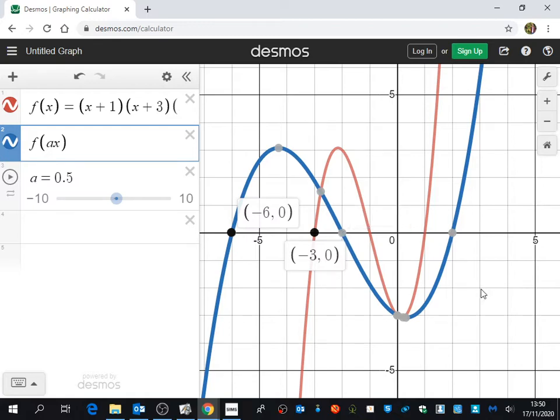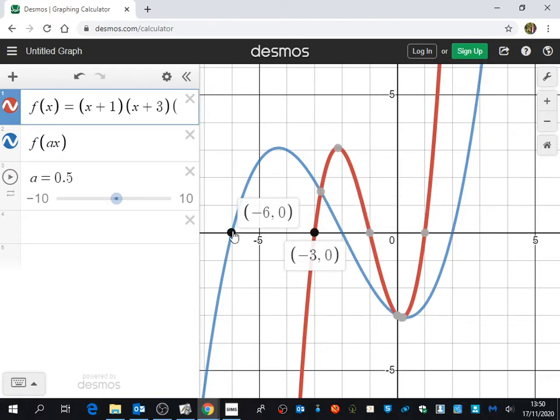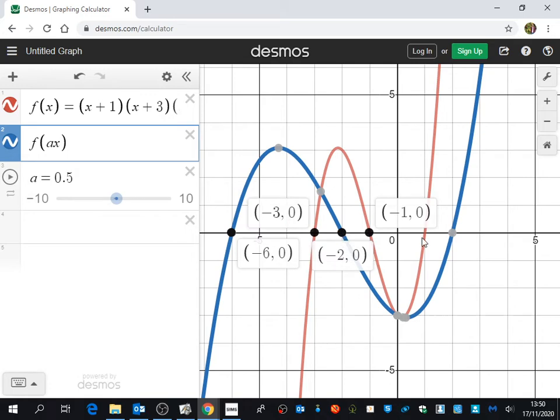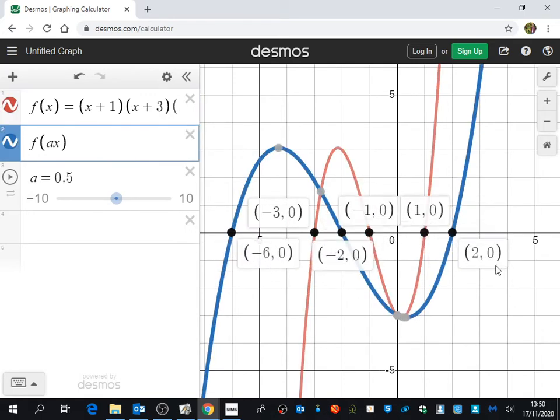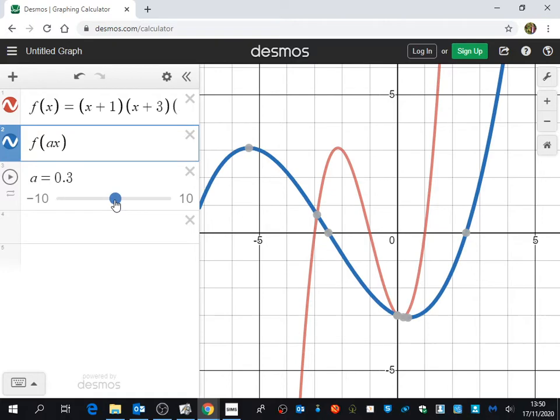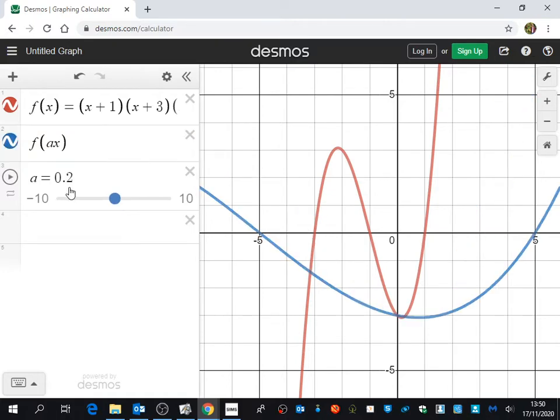So just going back to these coordinates, we said that it went from -3 to -6. This one, which was -1, has gone to -2. This one, which was at 1, has now become 2. I know there's a lot of coordinates on the board there, but you can just see them as the numbers as well. Now, I am going to think about what happens. Look at how that stretches when a is 0.2.